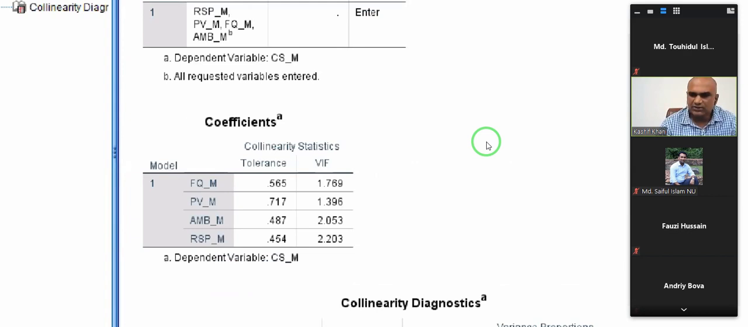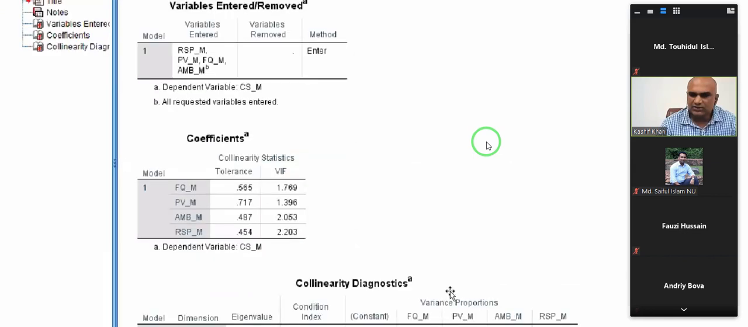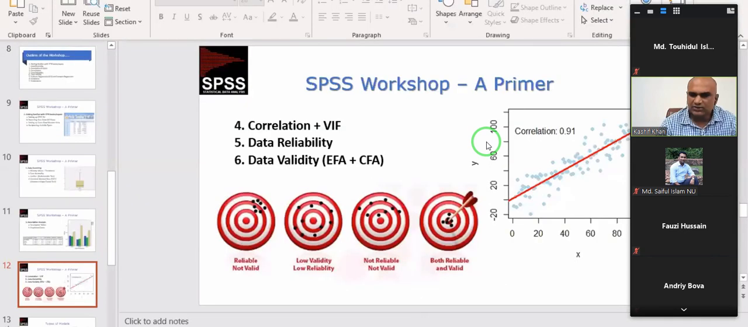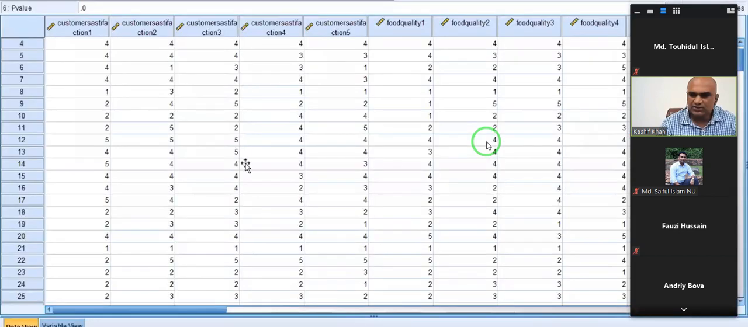Let's go back and take a look at what we have next. We are done with data. We have reliability, correlation, and VIF. Let's go to data reliability in Amos, or what do you call it, Smart PLS. Let's do a similar thing. Actually, we're doing exactly the same thing. So let's check the reliability of our data.